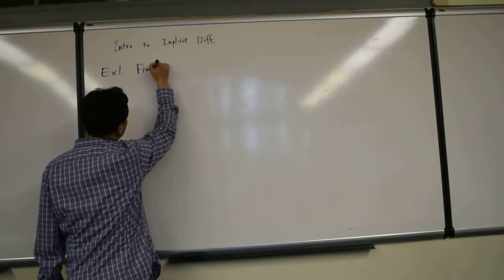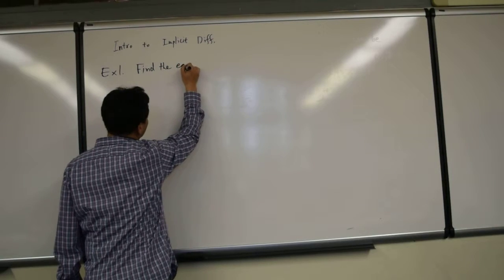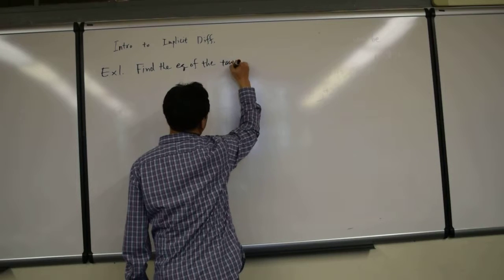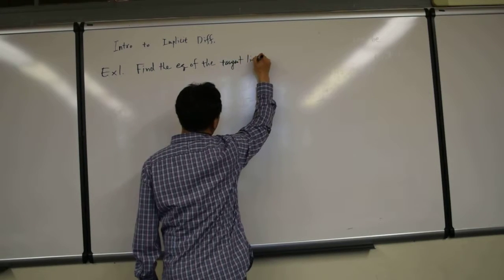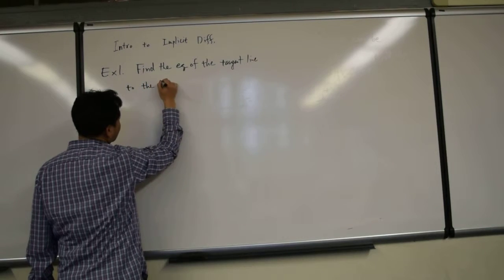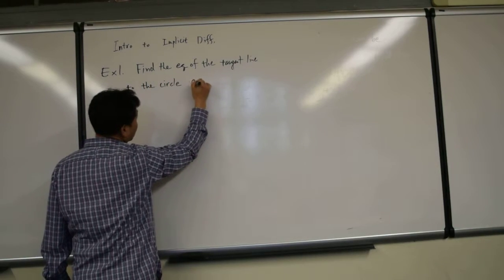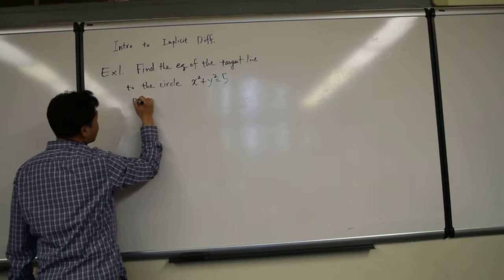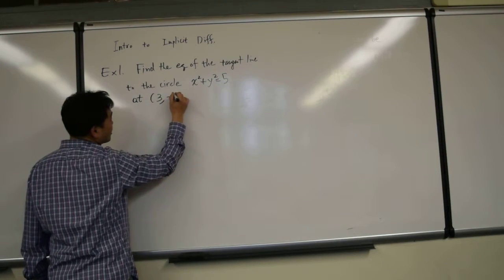Find the equation of the tangent line to the circle x squared plus y squared equals 5 squared at (3, -4).